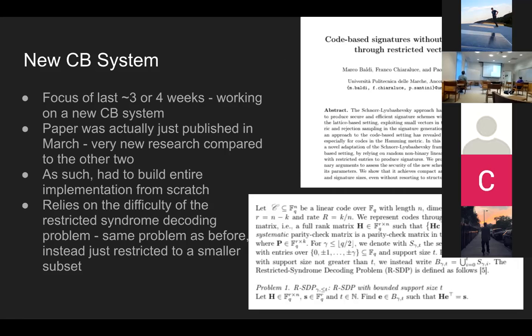This one relies on a slightly modified version of the syndrome decoding problem called the restricted syndrome decoding problem, which is described a bit here. Basically, it's the same syndrome decoding problem, except you are only talking about a specific subset of syndromes that have a very specific support size, which is just the number of non-zero positions in a vector. So it's also the weight, like I was talking about earlier.